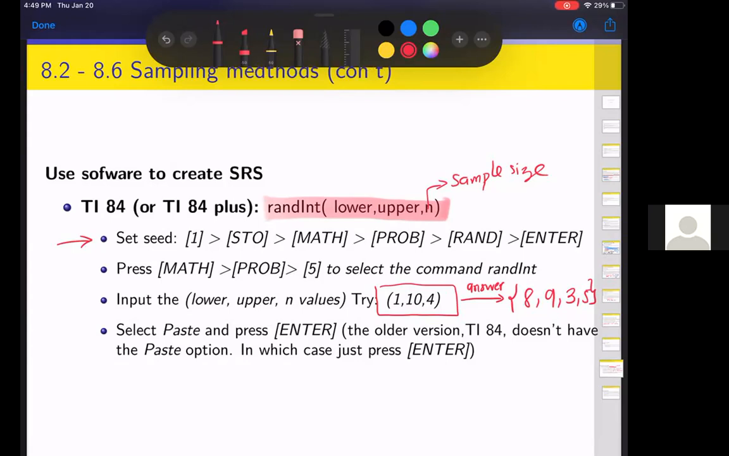I did 1, store, math, prob, enter. Is that what you got? Let's see, 1, store, math. Yeah, you should get that. Jay, you should get 1. It means it's in the system. Yeah. You're welcome.